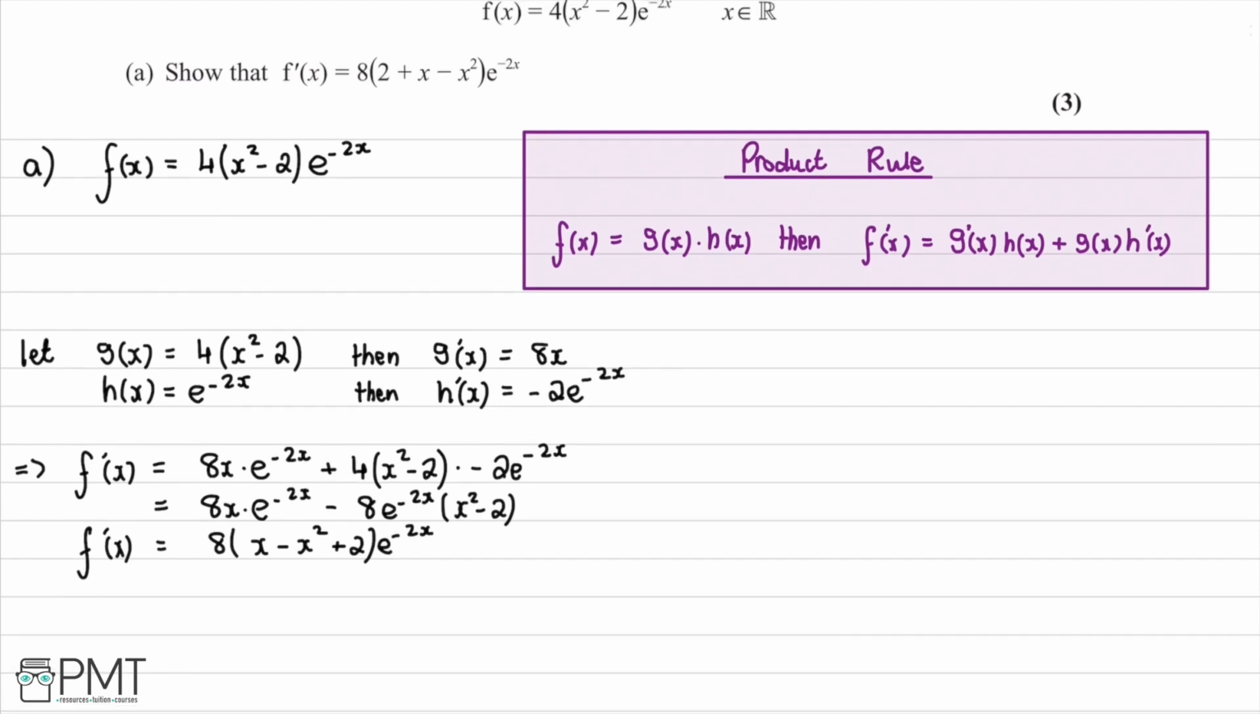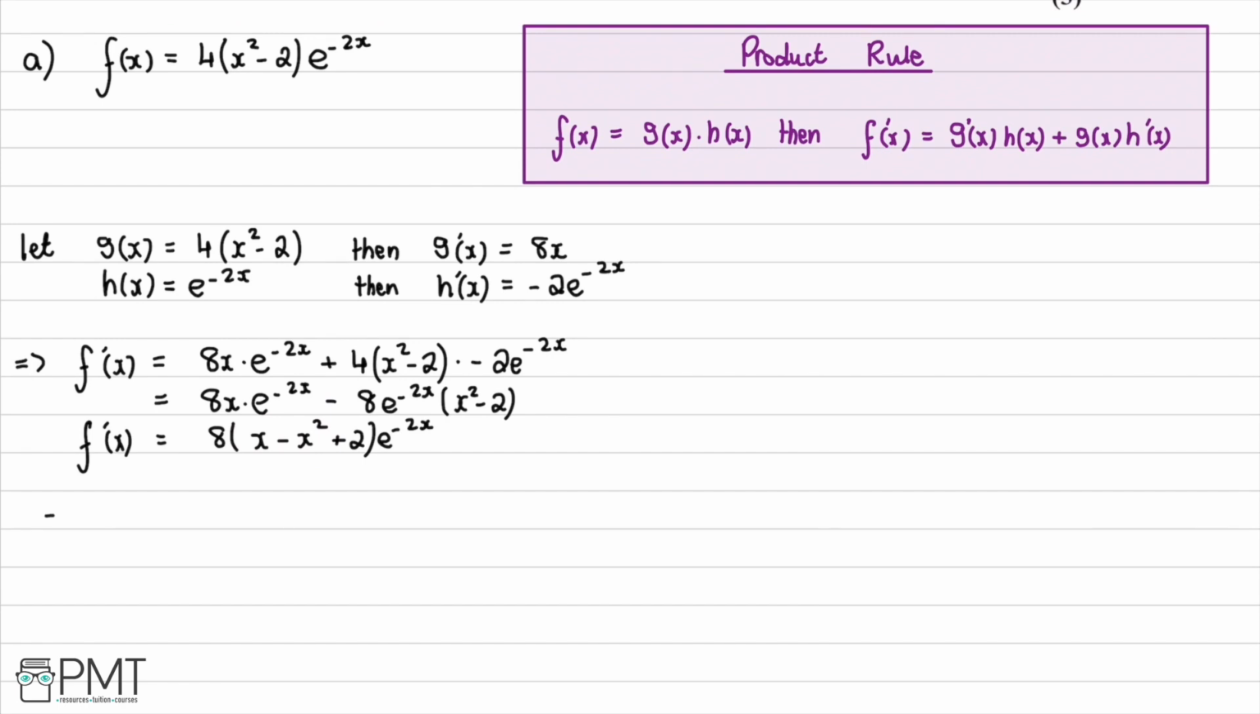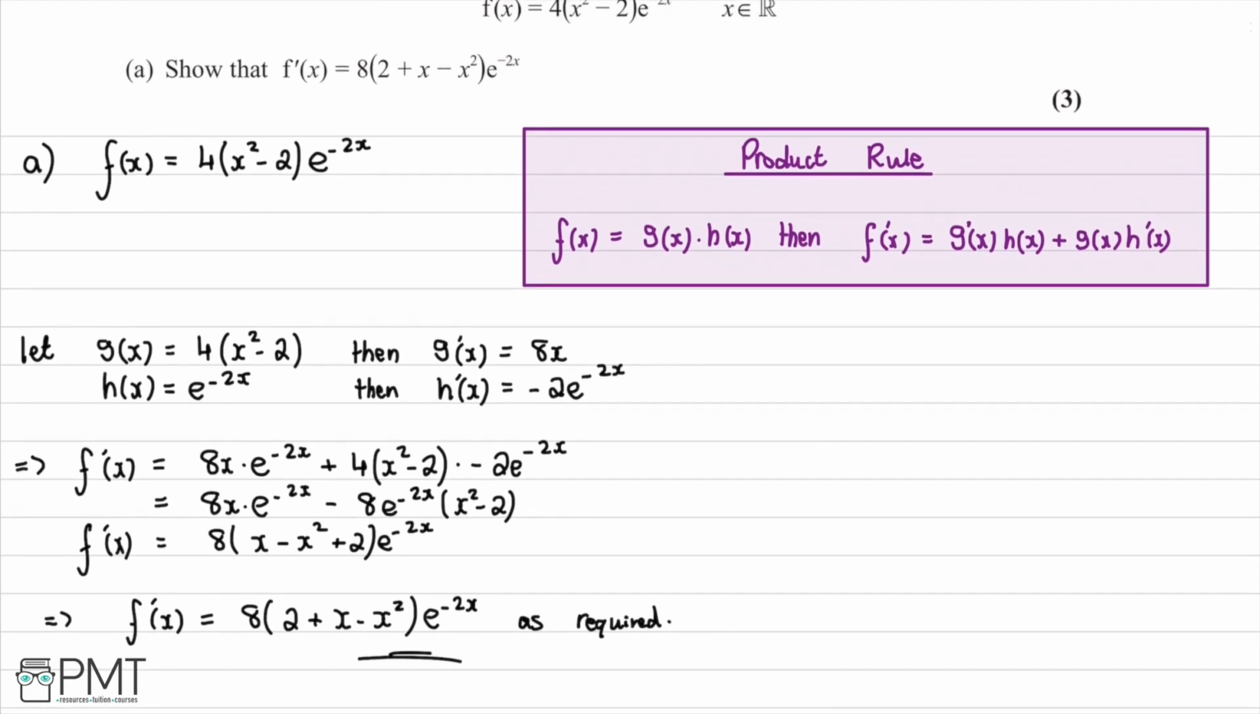Recalling the question, we want to show that f dash x is equal to this. We have our 8 here, so that's good. We have our e to the negative 2x, and inside the brackets we have 2, negative x squared, and x. So we can tidy this up into the exact form that they wanted. We keep our 8, then like they say in the question, 2 plus x, then minus x squared, then multiply by e to the power of negative 2x, and we write as required, as this is what the question asks us to show. So we've completed this question.